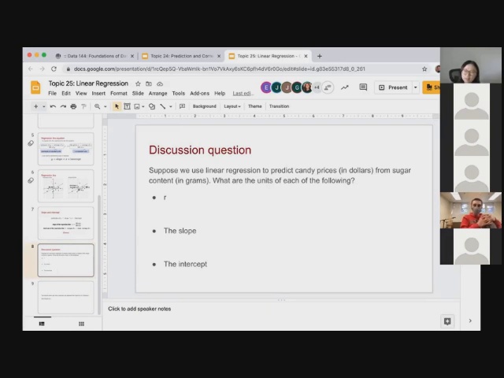What about their standard deviations? Do they have no units, or do they have specific units as well? Anyone?